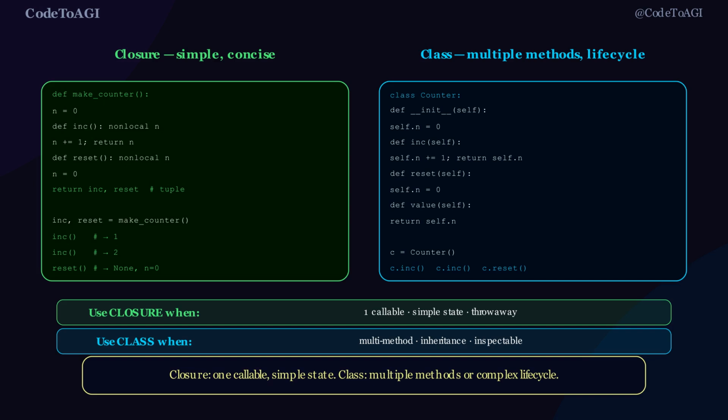Use a class when you need multiple methods, complex state, inheritance, or when the object will be passed around and inspected. In practice, closures for callbacks, decorators, and factory functions. Classes for data models, services, and anything with a life cycle. A class with only __init__ and __call__ is usually better as a closure. A closure with more than 3 inner functions is usually better as a class.